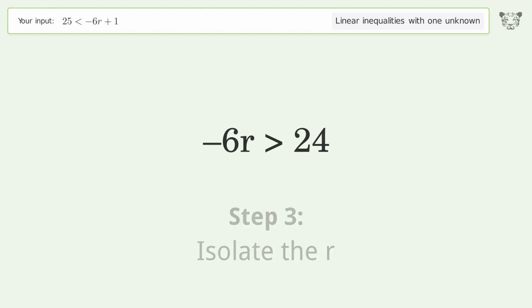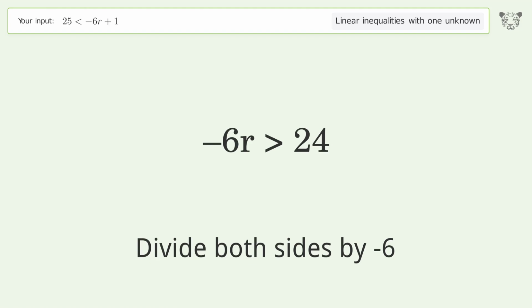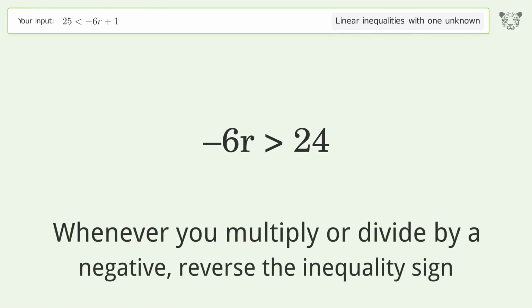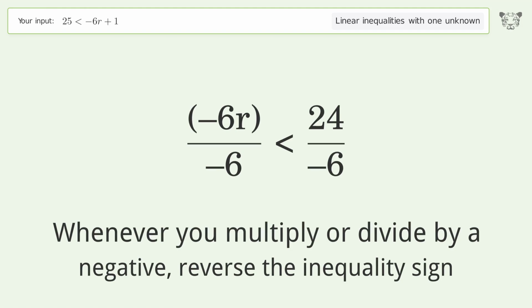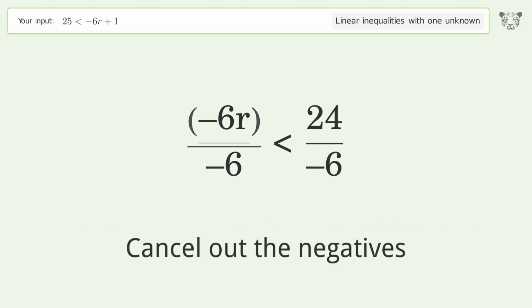Isolate the r. Divide both sides by -6. Whenever you multiply or divide by a negative, reverse the inequality sign. Cancel out the negatives.